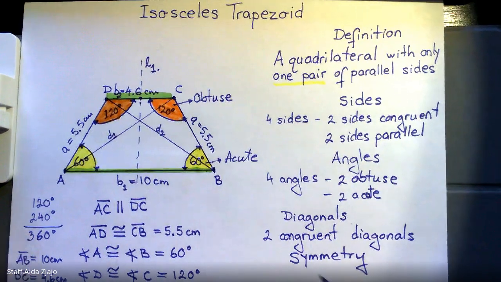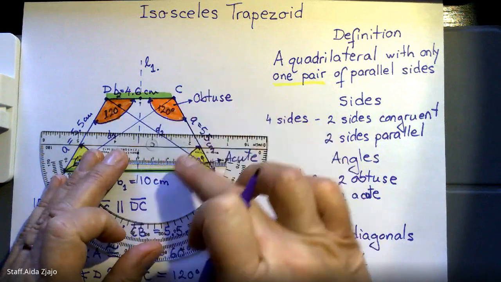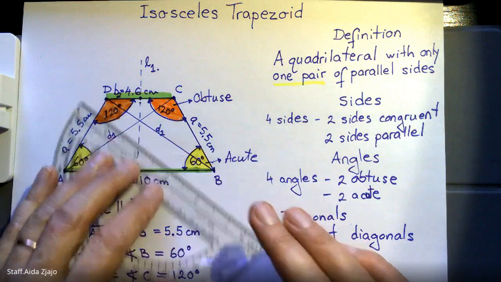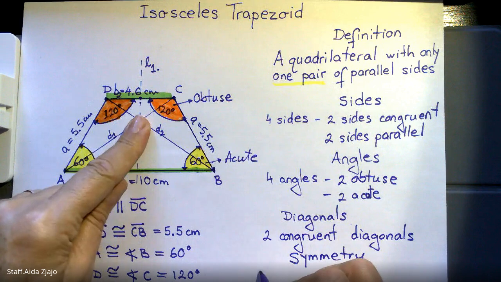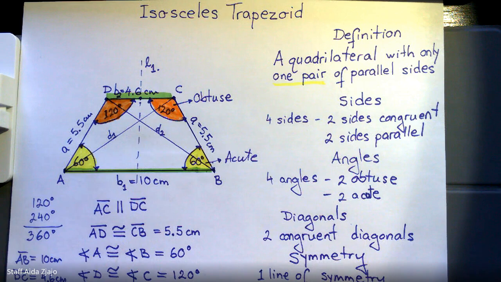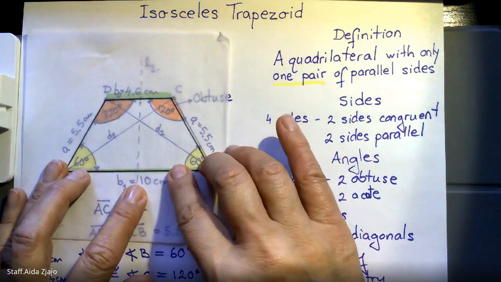If I try it this way, this part is smaller than the part down. If I try a diagonal, it's also not. So there is only one line of symmetry. And we can prove it by using our putty paper or see-through paper.